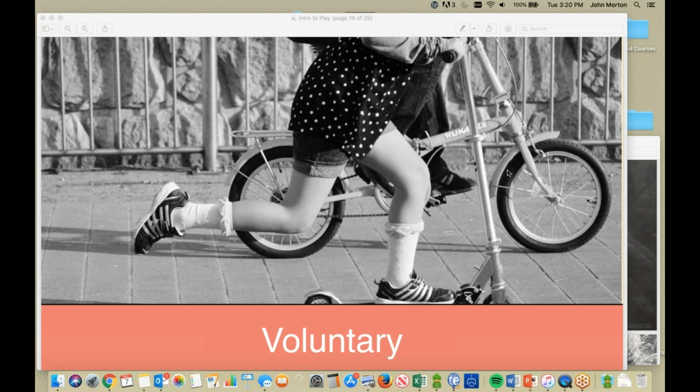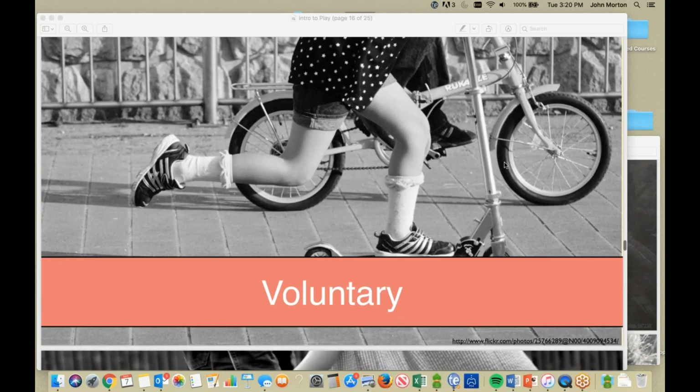I know a lot of my friends and other students who are prior service members have told me about mandated fun in the military. They're told to have fun and when and how to do it, which, yeah, that's what everyone says. So it's not the same thing. Play has to be voluntary for it to really count.